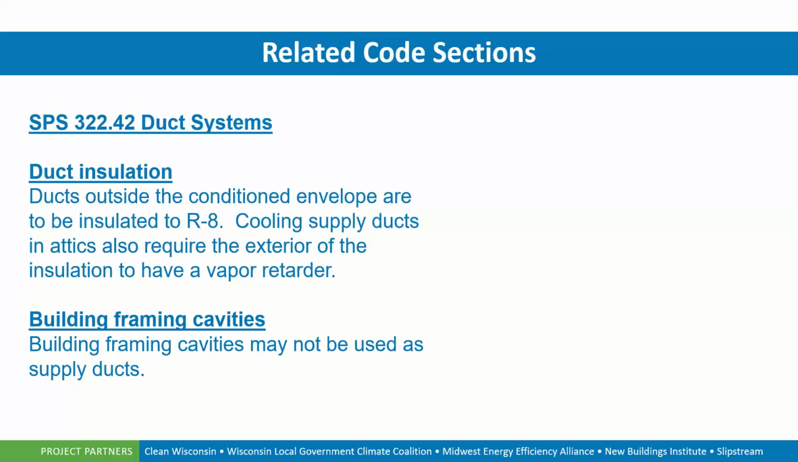If we have ducts outside of the conditioned envelope, they need to be insulated to R8. And if there are cooling ducts in the attic, they need to have exterior insulation that has a vapor retarder installed. So when we have ductwork outside of conditioned space, it's a minimum R8 insulation. And we can still use framing cavities for returns for the HVAC system. Again, best practice would be to not do that. If we do use framing cavities, we need to make sure they're properly air sealed so that we're not losing conditioned air or drawing unconditioned air into that system.